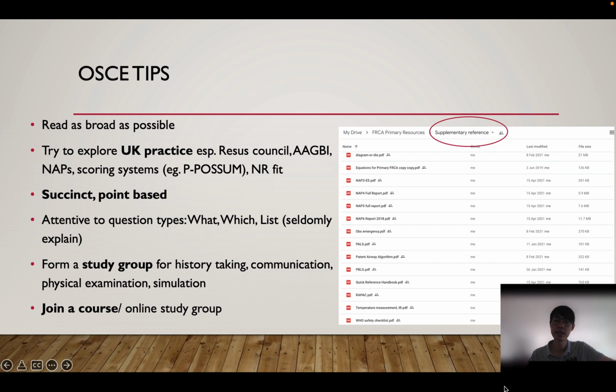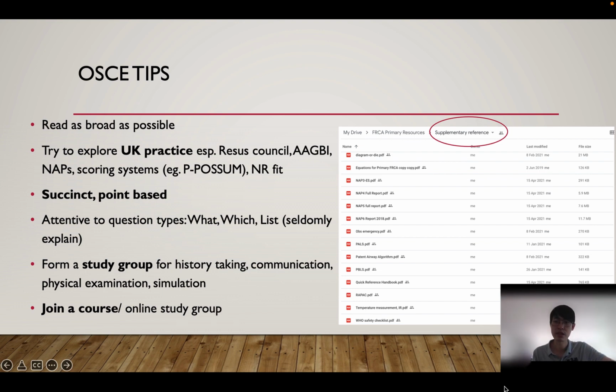The OSCE is indeed a very difficult exam, especially for international graduates, in view of the scope of topics that could be involved. My recommendation is to read as broadly as possible. Try to explore more about the local practice and guidelines. Read about the national audits, scoring systems, and equipment like NRFit. Remember to check out the supplementary session in my online drive. That might help you. Remember to give succinct and point-based answers.